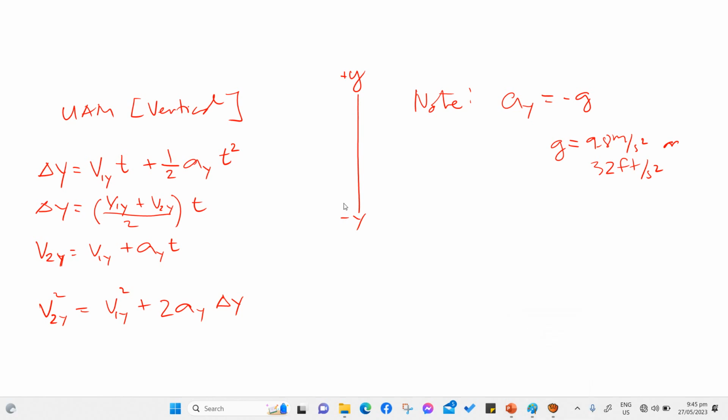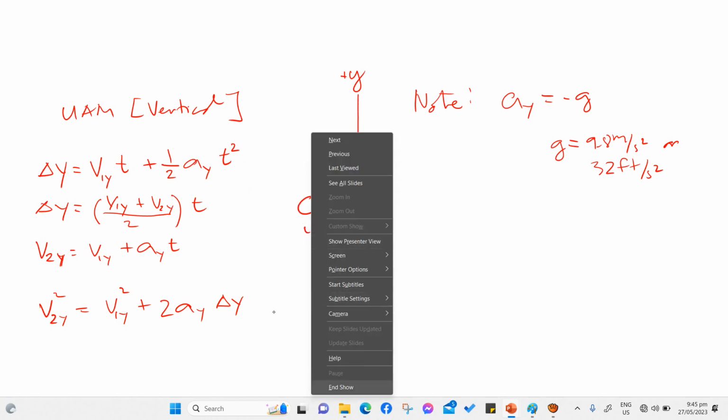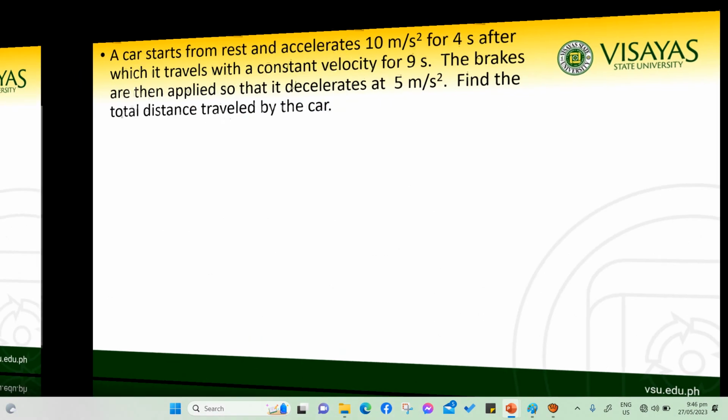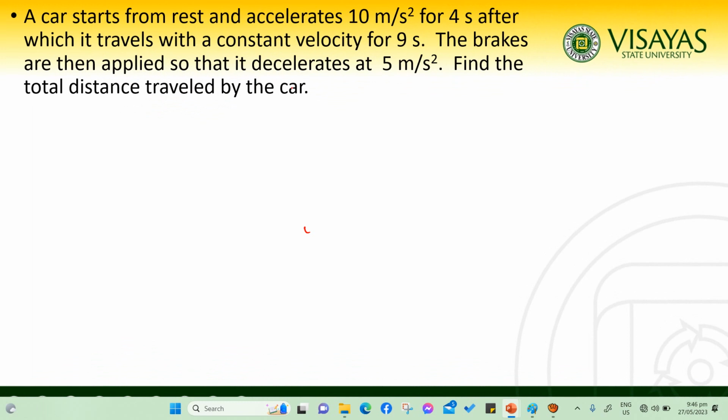To continue, let us have an example. So we are done with this actually. So I'm just going to give points of clarification on this matter.